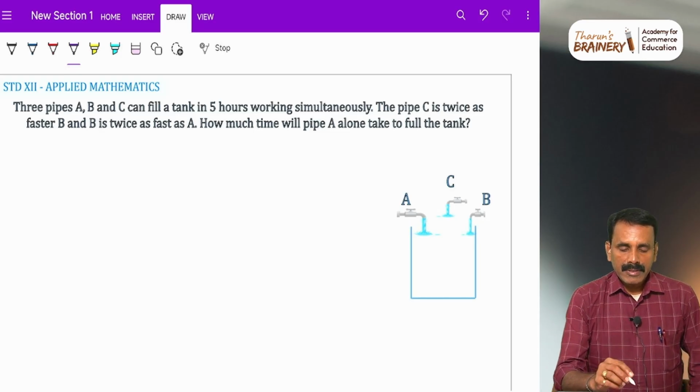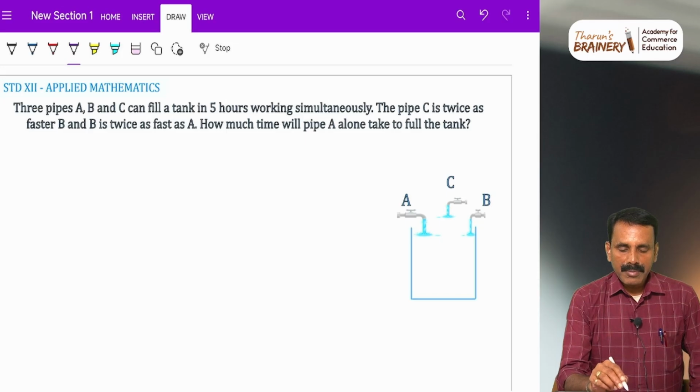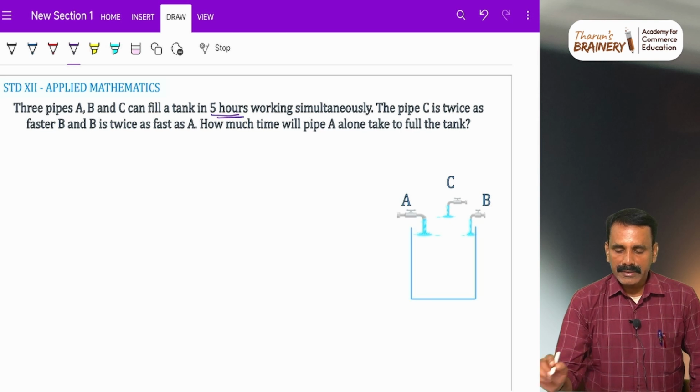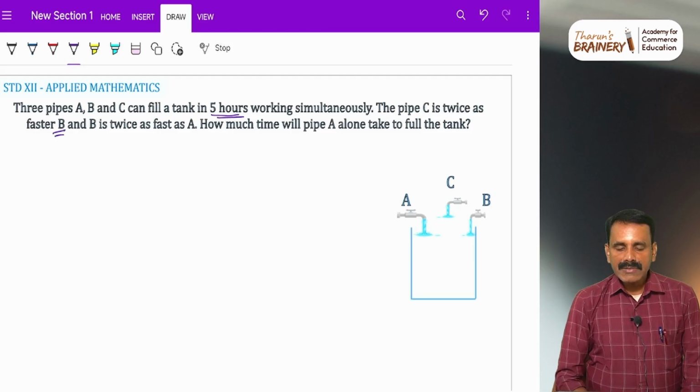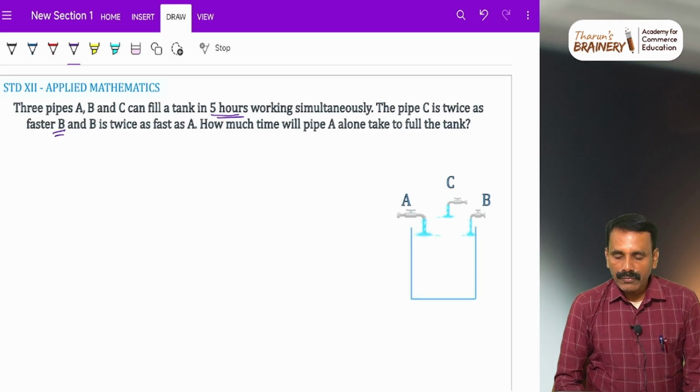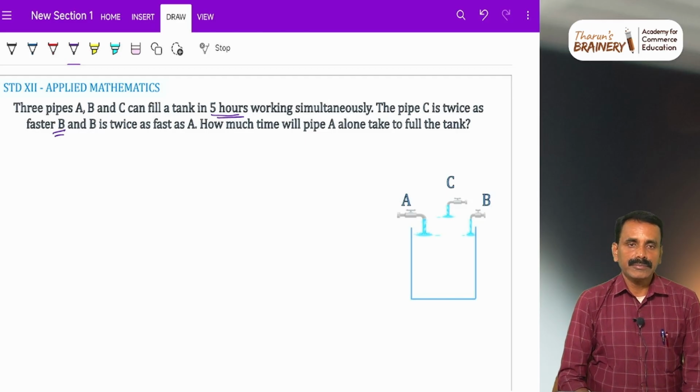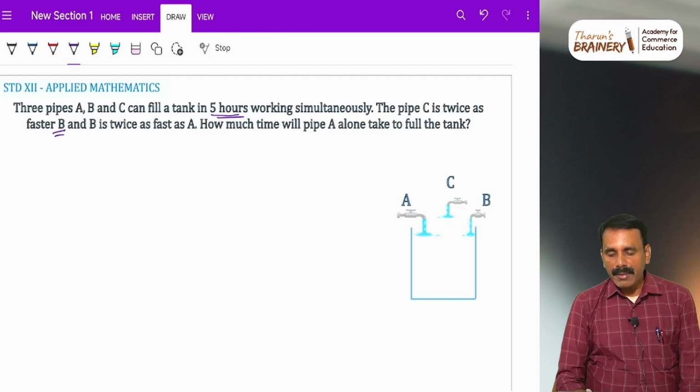In this problem, 3 pipes A, B and C can fill the tank in 5 hours. So, when they are operated together, it takes 5 hours to fill the tank. Pipe C is twice as fast as B and B is twice as fast as A. Okay. How much time will pipe A alone take to fill the tank? So, what is the time taken by pipe A to fill the tank alone? Okay.